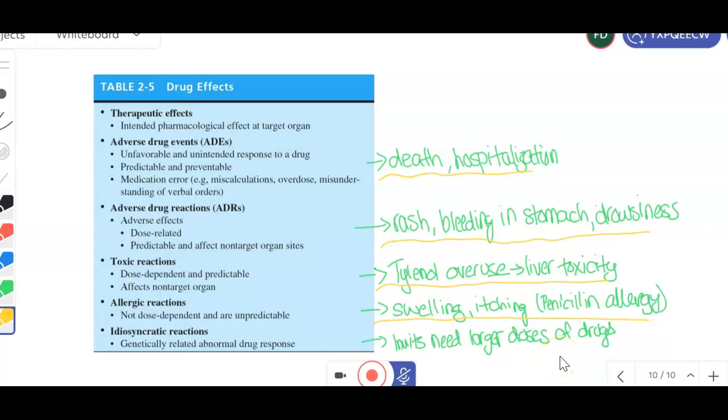So for example, I would need a smaller dose of drug for it to work. But if I were an Inuit, because of a genetic response, I would need a larger dose of drug, because in general, people who are Eskimos or Inuits just metabolize drugs so much faster. And so that's why they need a larger dose of drugs.